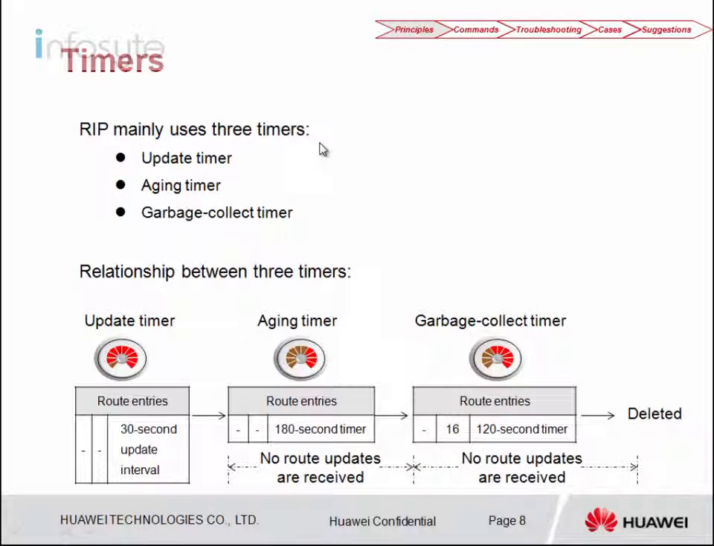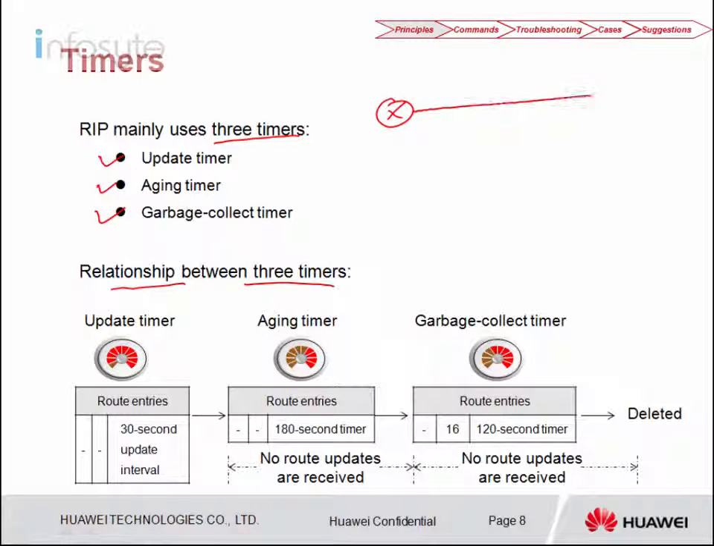Let's look into the timers on RIP. Now RIP is regulated by 3 timers. The first timer is the update timer, the second timer is the aging timer, and the third timer is the garbage collect timer. Now what's the relationship between these 3 timers? So let's look into the detail of the timers and how the mechanics work.